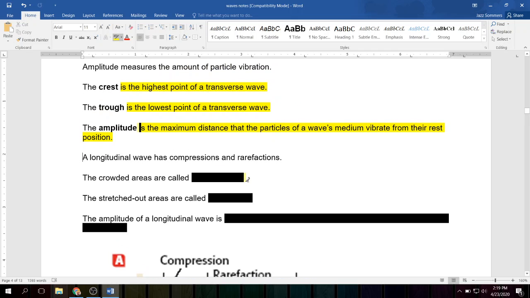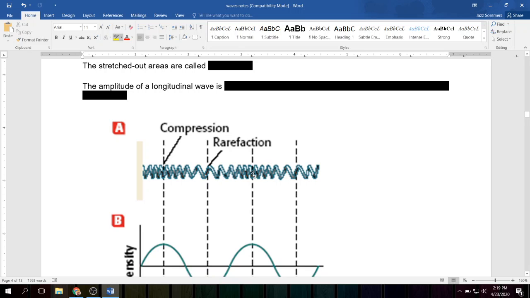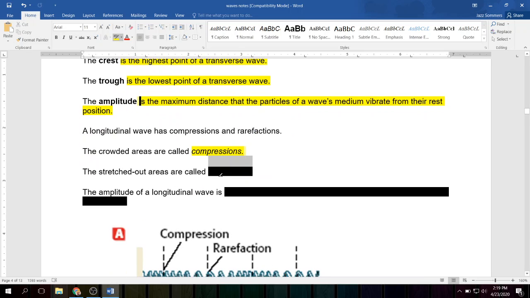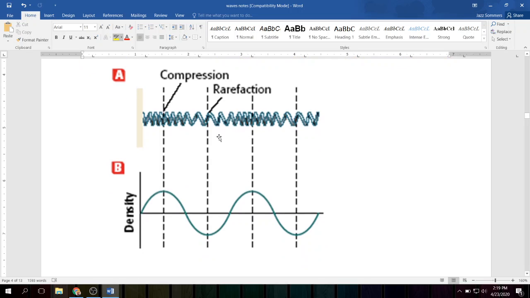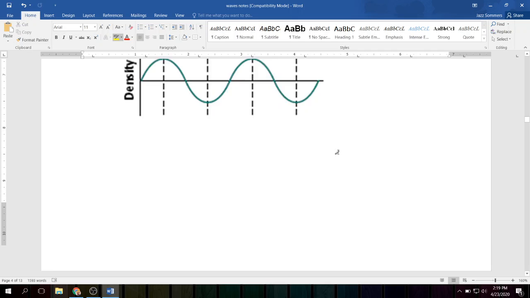So the crowded areas are called compressions, like right here. And the stretched out areas are called rarefactions, and those would be right here. The amplitude is how close together they get. You don't have to worry about the amplitude for a longitudinal wave. It's just basically how smushed together things get. But this spring lines up very clearly with a wave of a string, and you can see how it all lines up.